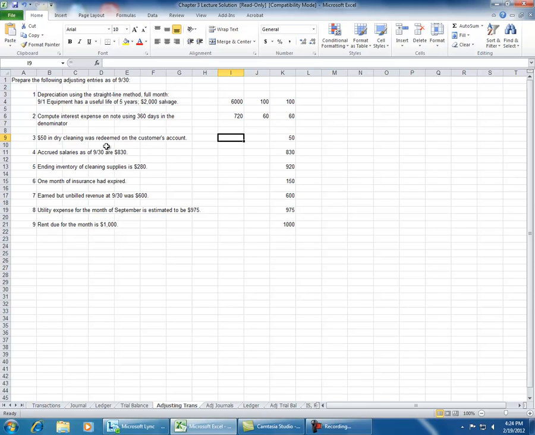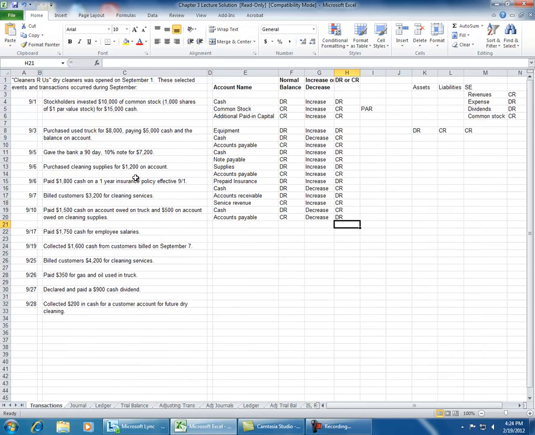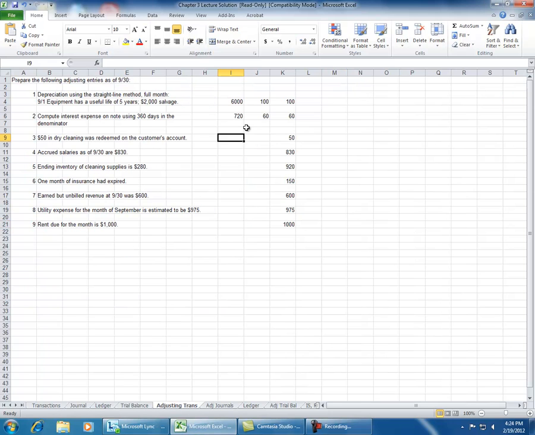On the third one, we had $50 in dry cleaning that was redeemed on the customer's account. No computations that we need to perform for that, but we'll need to record an entry to recognize the revenue. Here we're going to have to recognize new expense. Accrued salaries of 9/30 have not been reflected in our books, so we're going to have to increase expense. Here we've got ending inventory supplies of $280. If we go back to our transactions, we would look to see what did we start with in our cleaning supplies, and it was at $1,200 on 9/6. So we're going to have $1,200, and we're going to subtract the $280. That's where we'll get the $920, and so that's what we've used up, so we would have to expense $920.